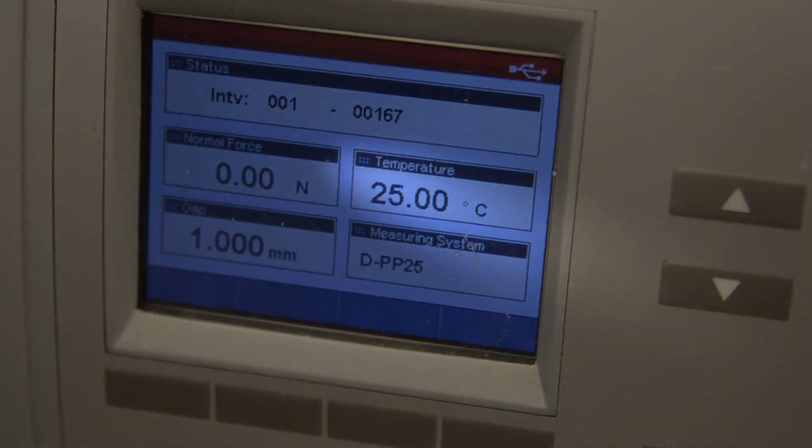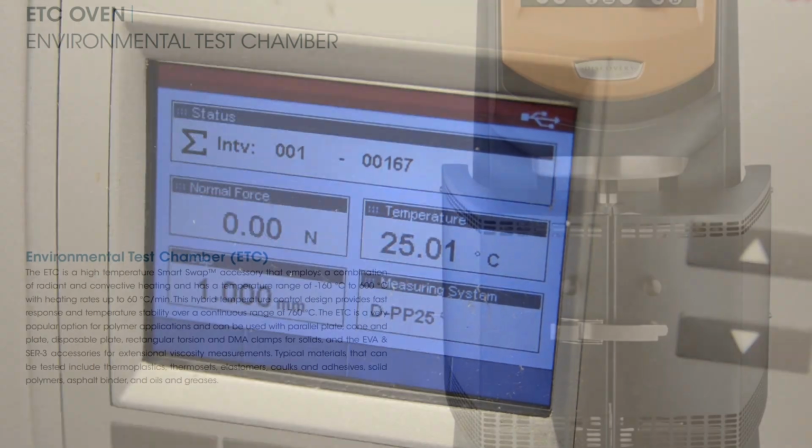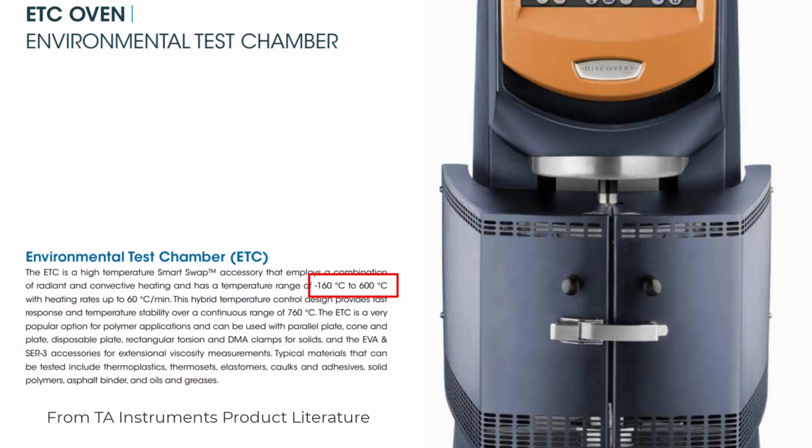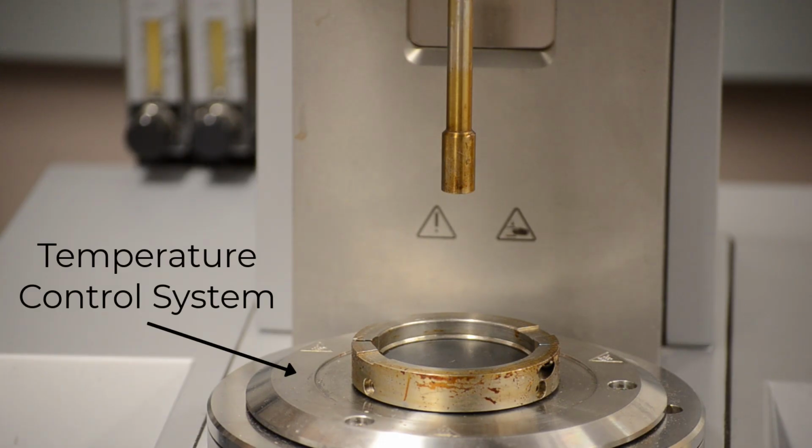For this test, we will maintain a temperature of 25 Celsius to replicate a room temperature cure. It is very common to characterize materials at different temperatures, which we will do later in the video. This rheometer is not currently fitted with an environmental chamber. Instead, it is fitted with a temperature-controlled lower plate which controls the temperature of the sample through contacting its lower surface.